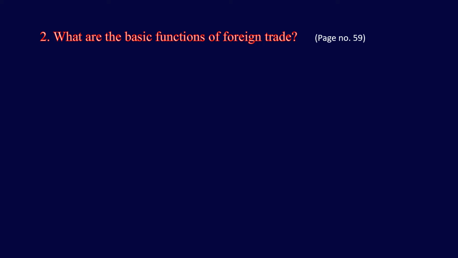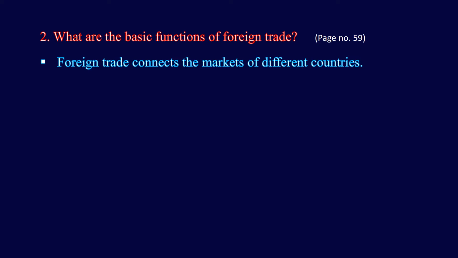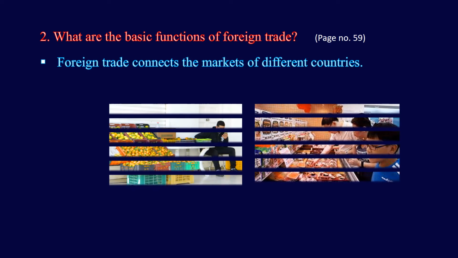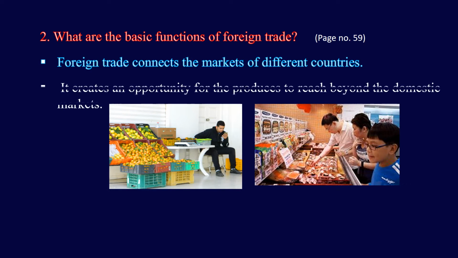What are the basic functions of foreign trade? Basically, foreign trade connects the markets of different countries. It is beneficial to both the producers and the consumers. It creates an opportunity for producers to reach beyond the domestic markets. This means that producers can sell their products not only in the markets located within the country, but also in the markets of other countries. Producers of two countries now closely compete against each other, even though they are far away from each other. And this competition improves the quality of the products.